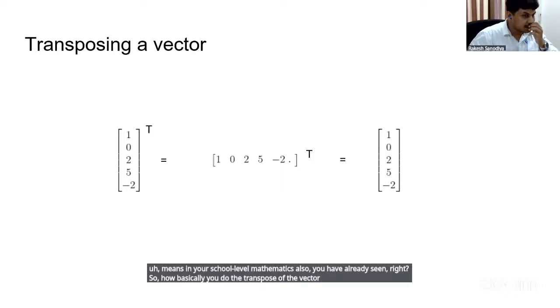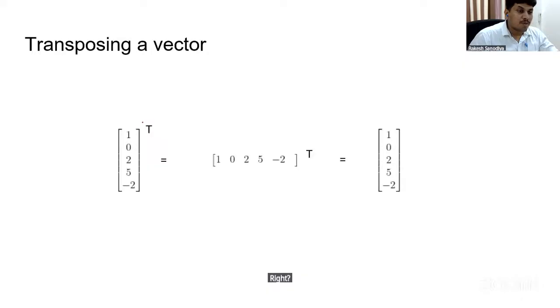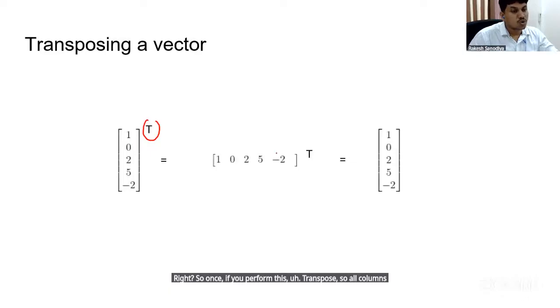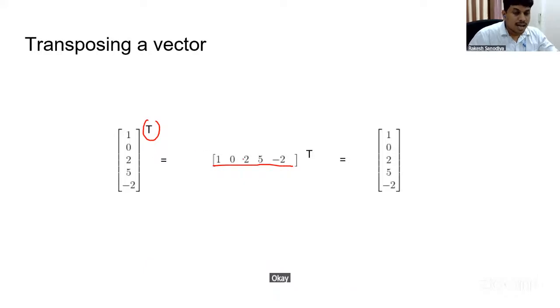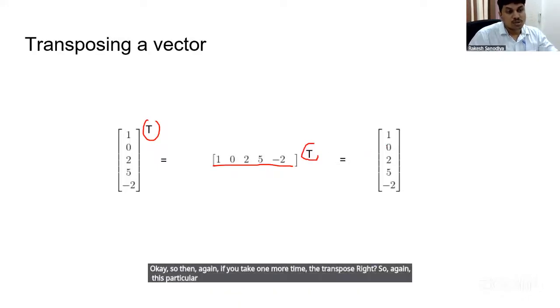Here you can see one column vector is given. Once you perform the transpose, all columns become rows. So now all the column vectors are converted to row vectors. Then again, if you take the transpose one more time, you will get the same vector. The transpose of the transpose is nothing but the same vector, as you can see here.